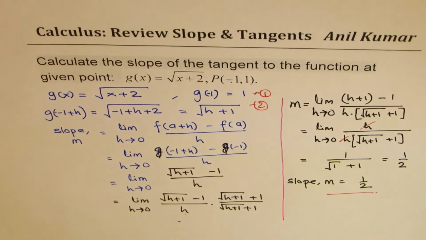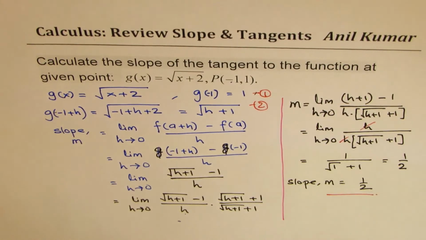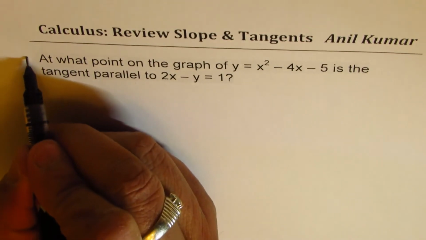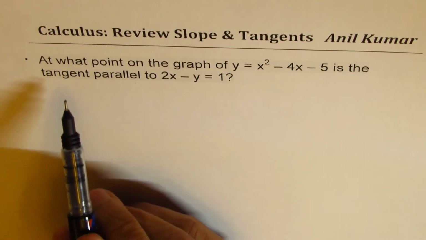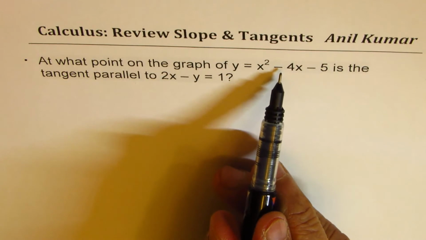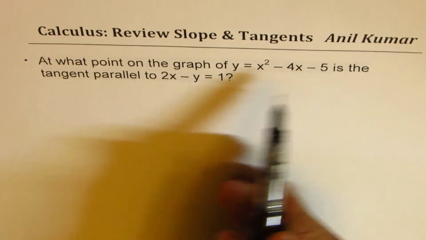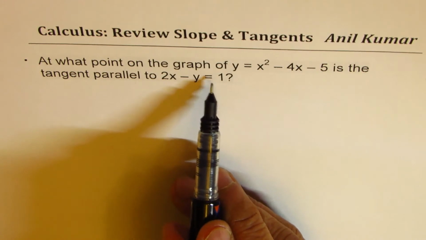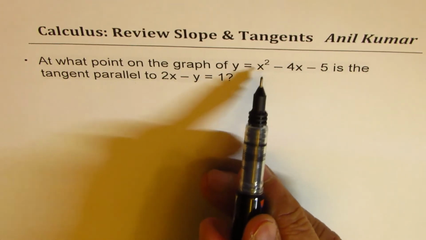Now let's do the last of these three. It doesn't take much time, right? Just follow exactly the same process. Now here the question is a bit different. It says, at what point on the graph of this, which is a parabola, is the tangent parallel to the line? Perfect. Now we are not finding the rate of change or slope at a point.